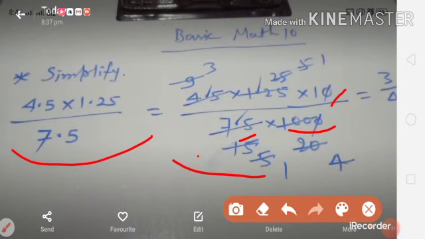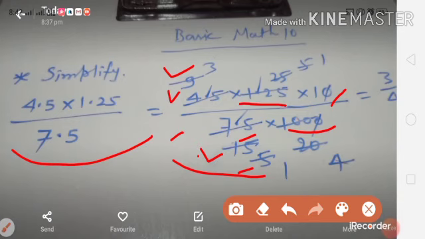Start from 45 cancelled by 5, and we find 9. 75 cancelled by 5 and we find 15. 9 cancelled by 3, we find 3, and 15 cancelled by 3, we find 5. And now again 3, it is cancelled by 3, but in the below there is no digit which is cancelled by 3, so we start to cancel.